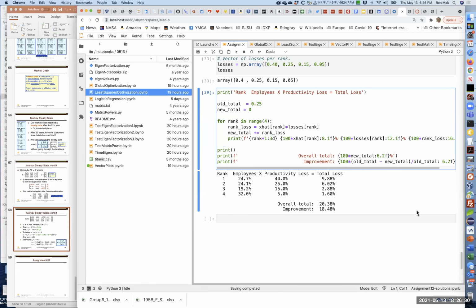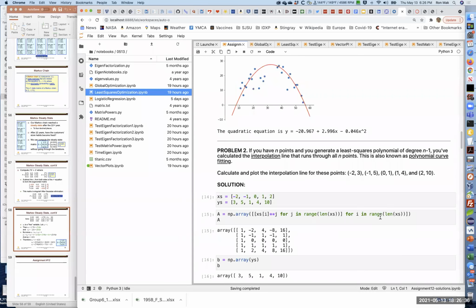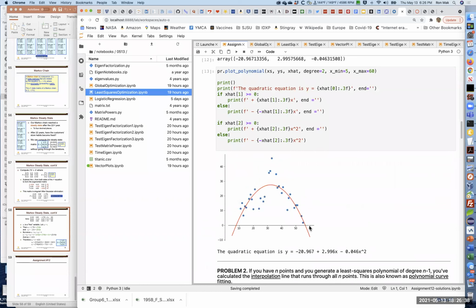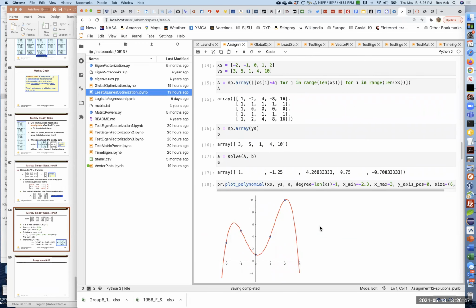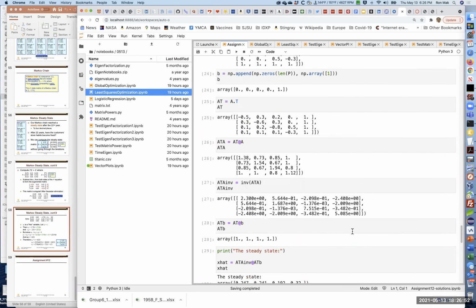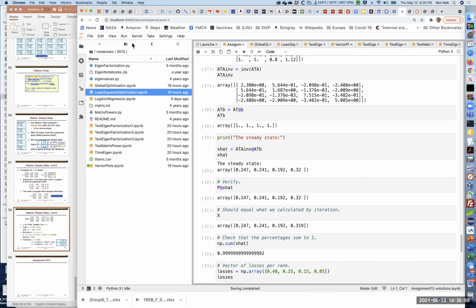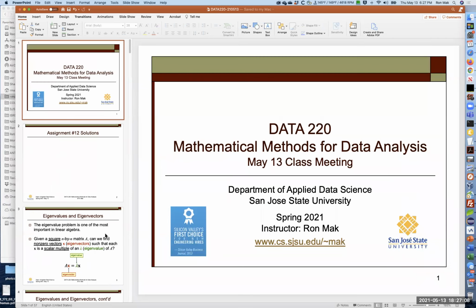All right, so that was assignment 12, just to give you some practice generating a regression polynomial, and then you had to do an interpolation, and then we did a Markov chain. Are there any questions about this assignment? That was your last assignment, by the way. You're not getting one tonight. So this was last week.